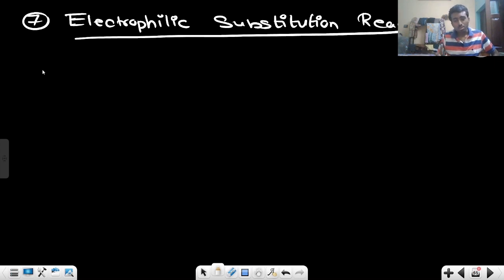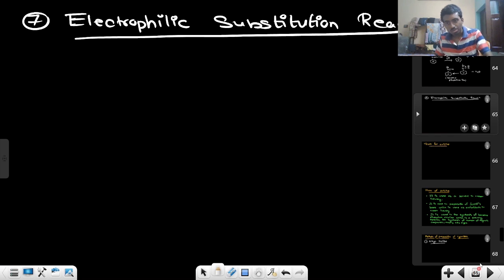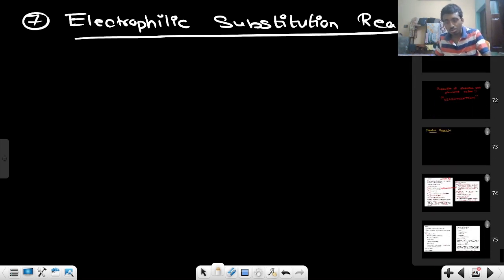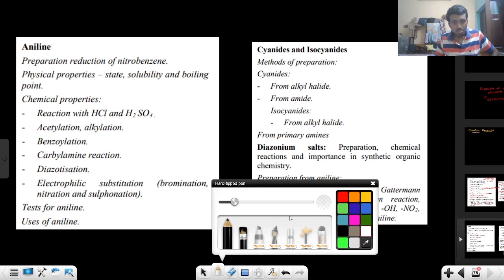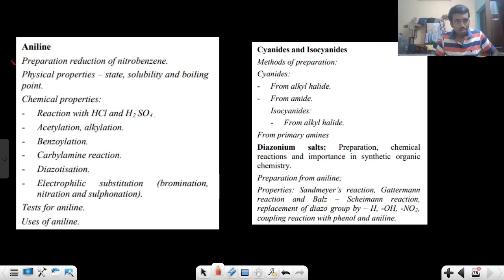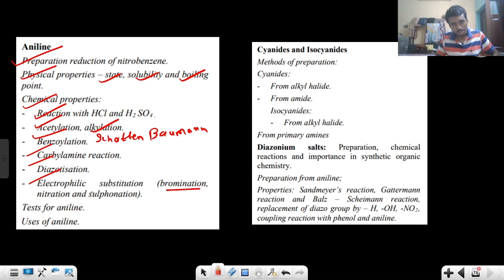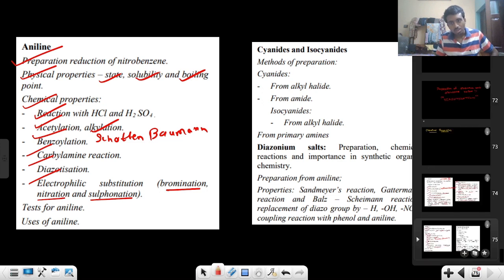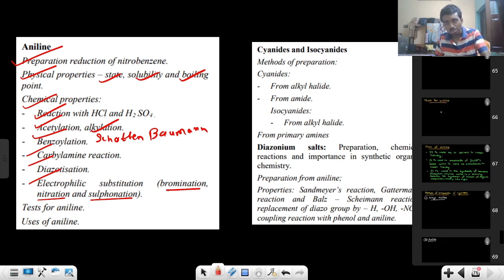Now you see, we have only three types of reactions. See here, what reactions we have? Preparation of aniline done, physical properties, state, solubility, boiling point done, chemical properties, reaction with HCl done, acetylation, alkylation, benzoylation done. This was called the Schotten-Baumann reaction. Carbylamine done, diazo done. Electrophilic substitution we are having bromination, nitration and sulfonation. So we'll be reading those three. First let us understand about bromination.